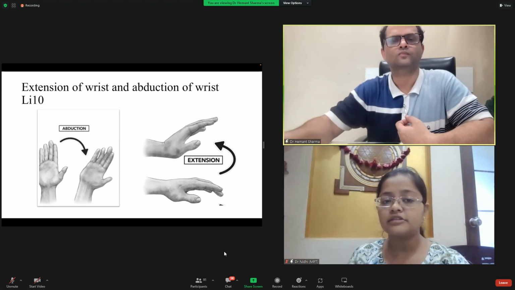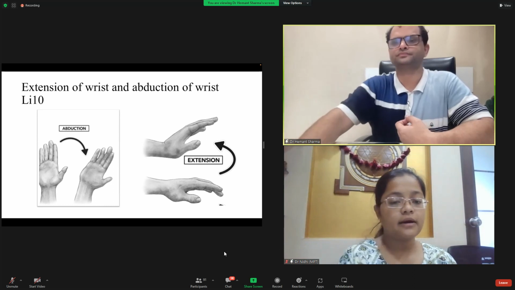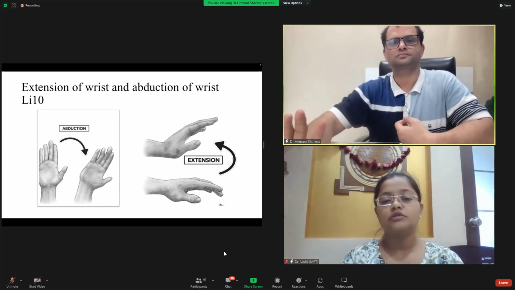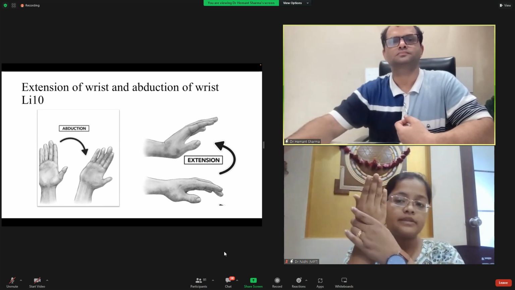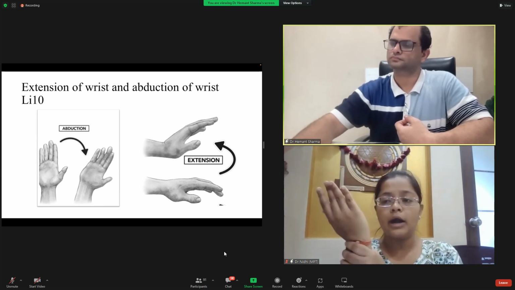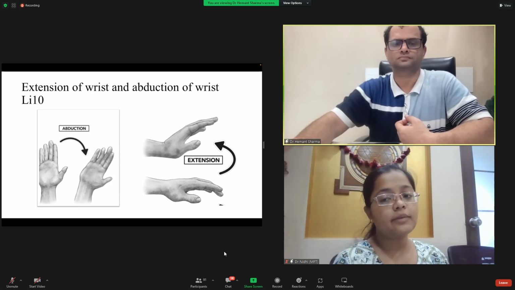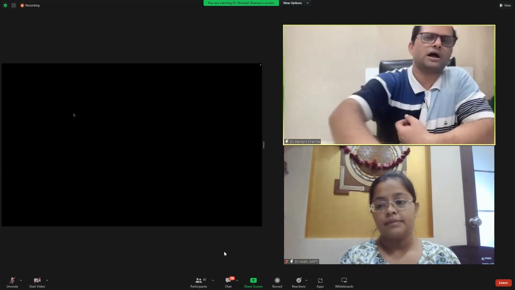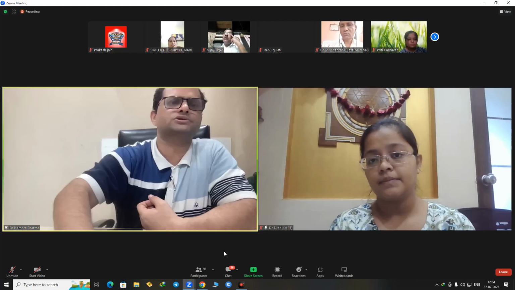And abduction of the wrist is also called radial deviation. So the thumb side of your palm goes more and more outward. So this is the abduction. So you can see here, we can also understand this movement.